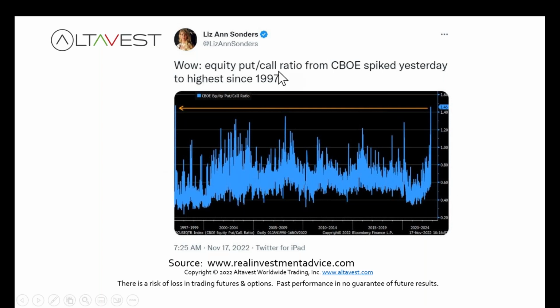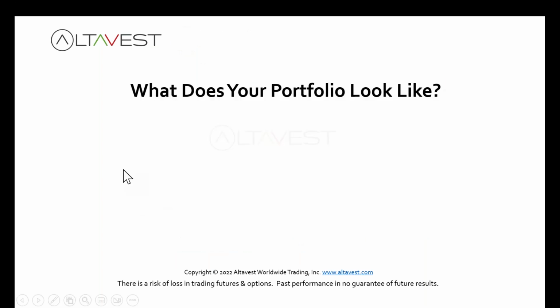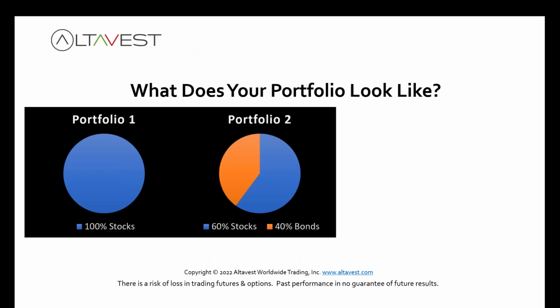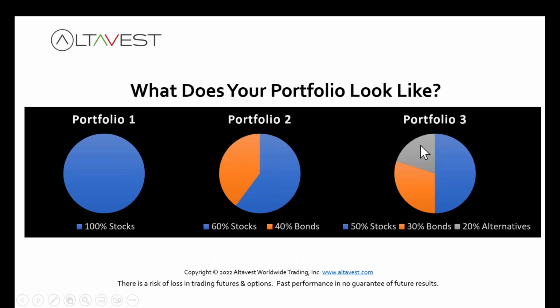Look at this. The put to call ratio spiked to its highest since 1997, just yesterday. So people are buying lots of protection. So we don't like 1 or 2. We like portfolio 3. You should have something invested into alternatives, and that's what we like about Theta Trader.